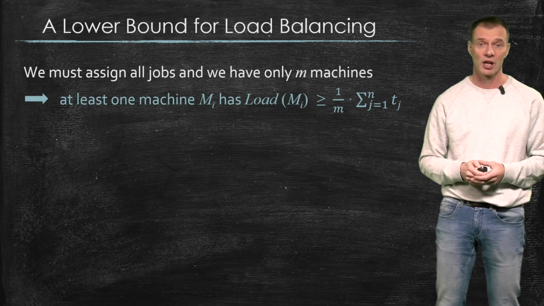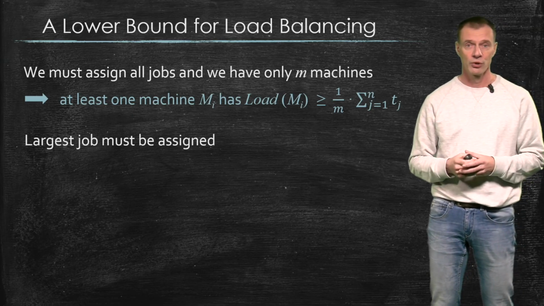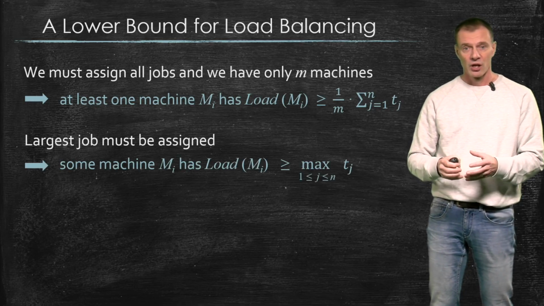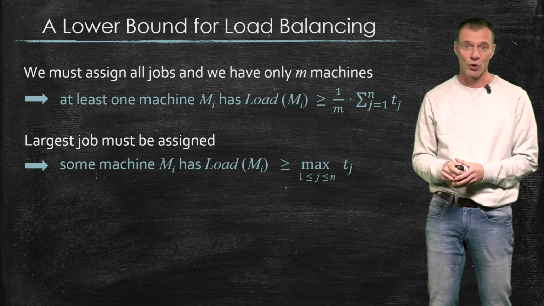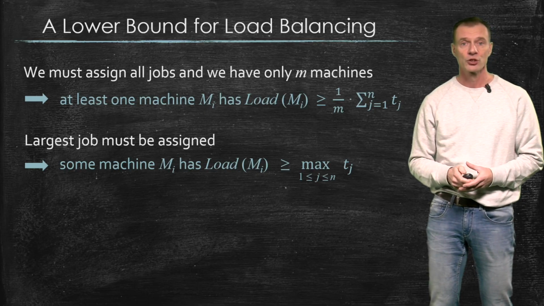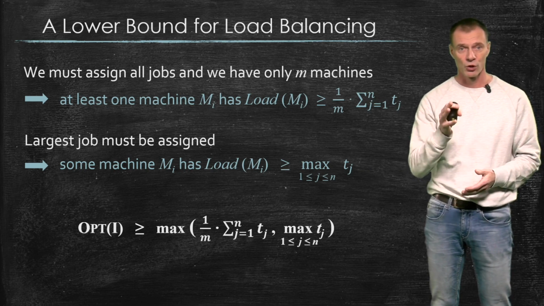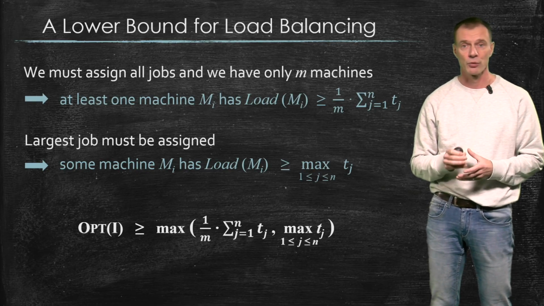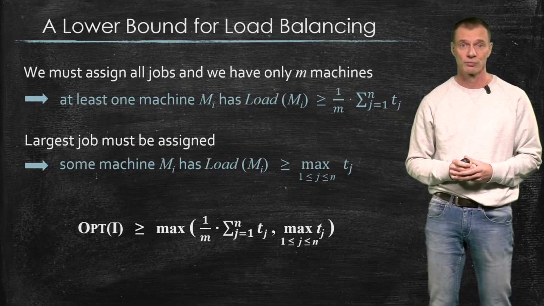There's also a different, very simple lower bound, which we get if we observe that the largest job must go somewhere. So even if I have one large job and lots of small jobs, even if the average load is quite small, then this large job must still go somewhere, so the size of the largest job is also a lower bound. Okay, so the lower bound that we're going to work with is what you see here. OPT is at least the maximum of these two numbers. So the maximum of the average load and the maximum processing time of any of the jobs.